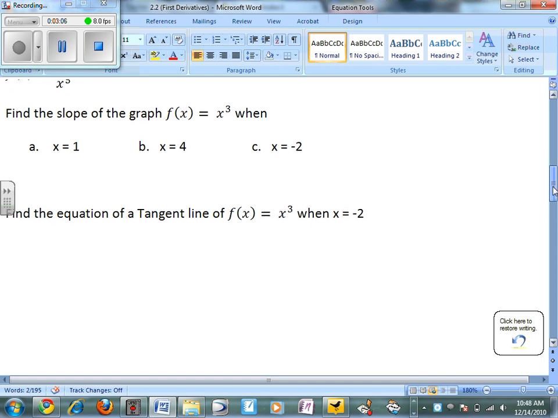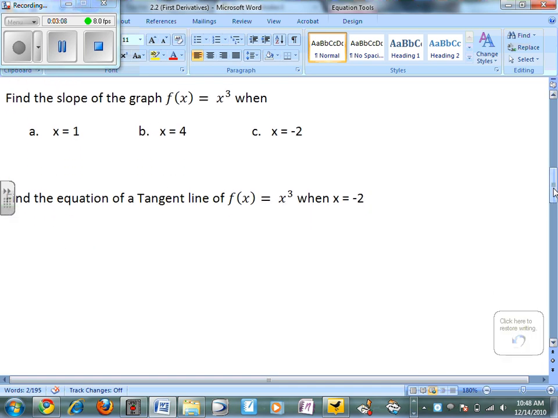Moving on, we want to find the slope of the graph of f of x equal to x cubed when x equals 1, x equals 4, and x equals negative 2. When we're talking about finding the derivative, we're talking about finding the slope at any point on that line. So when we find the derivative, we get an equation where all we have to do is plug in an x value, and that'll give us the slope of that line at that point, whether it's curved or not.